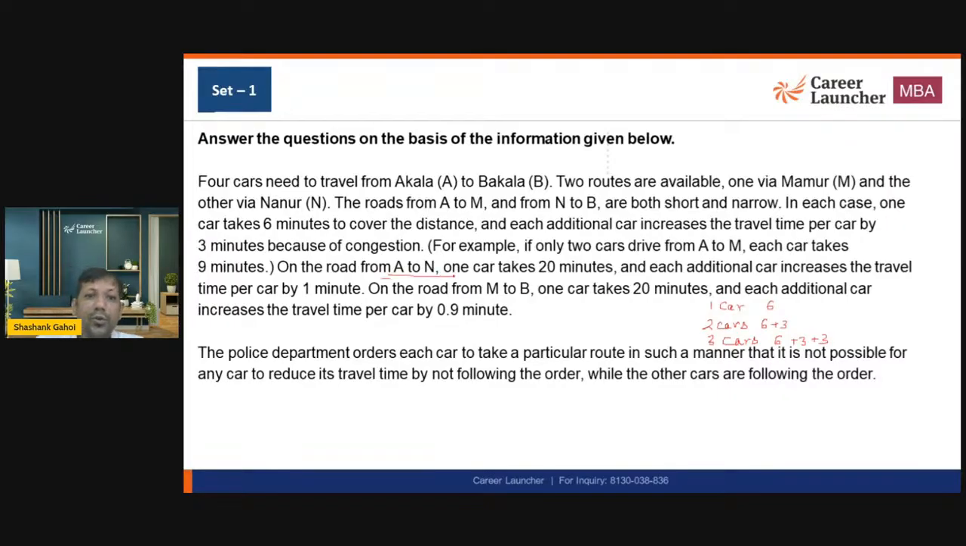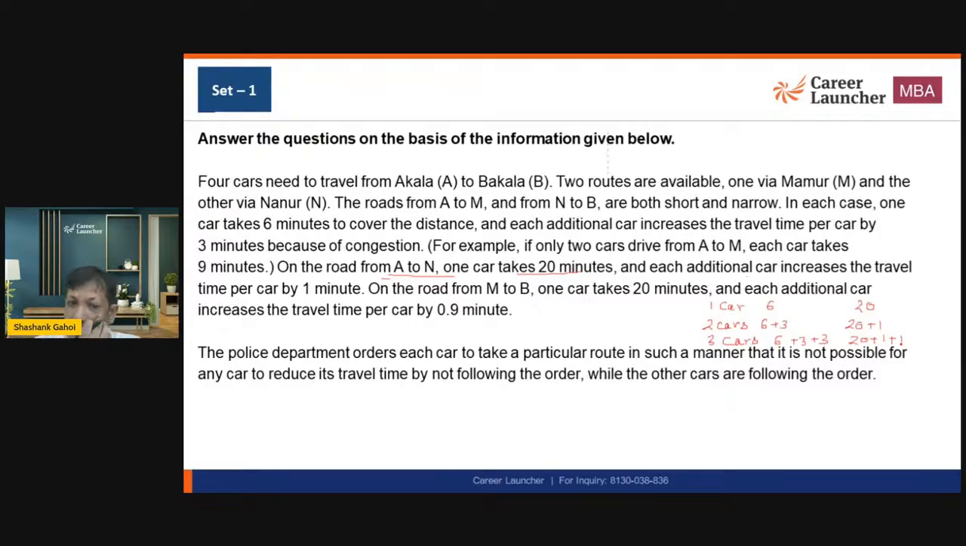On the road from A to N, a car takes 20 minutes, and each additional car increases the travel time per car by 1 minute. So if there is one car, the time is 20 minutes. If there are 2 cars, it is going to be 20 plus 1. If there are 3 cars, the total time is going to be 20 plus 1 plus 1.